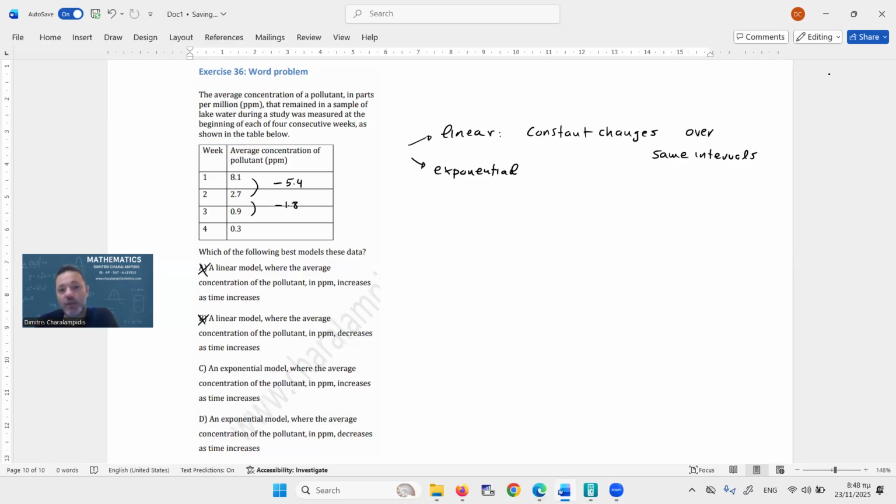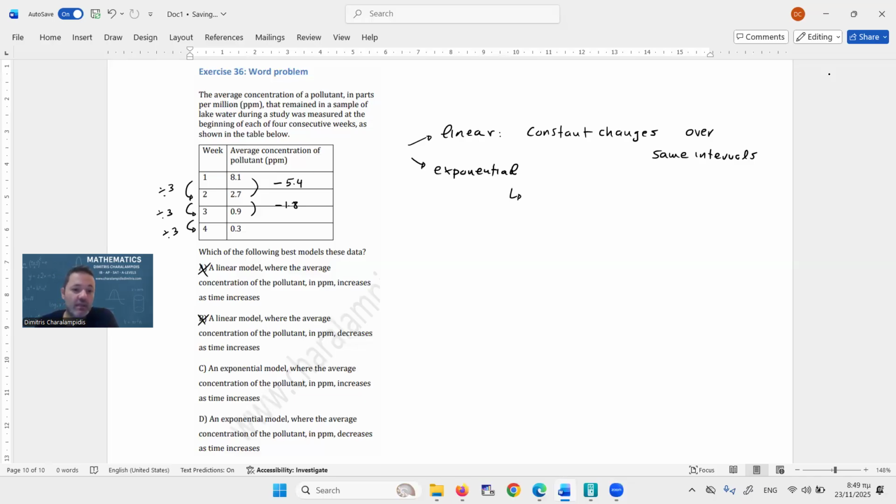How do I know it's an exponential? In an exponential, we have multiplications or divisions focused on the exact previous stage. Here, we can see that in order to go from 8.1 to 2.7, we divided by 3. Then, in order to go from 2.7 to 0.9, we once again divide by 3. Then, in order to go from 0.9 to 0.3, we once again divided by 3. So, we kept dividing. This means that it is an exponential model.